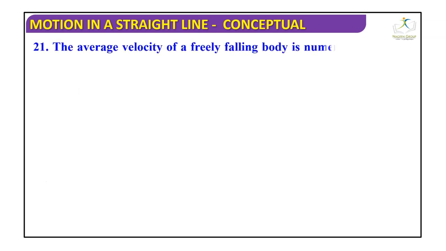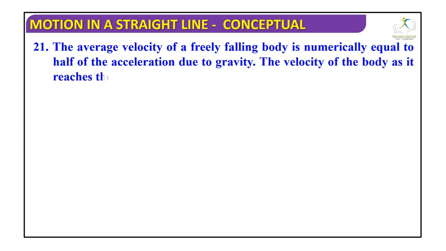So next question: the average velocity of a freely falling body is numerically equal to half of the acceleration due to gravity. The velocity of the body as it reaches the ground is: g, g by 2, g by root 2, or under root 2g.